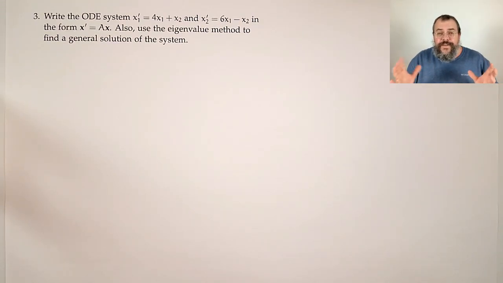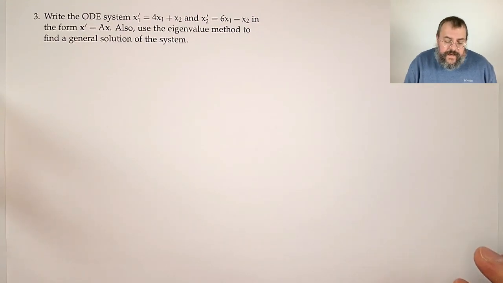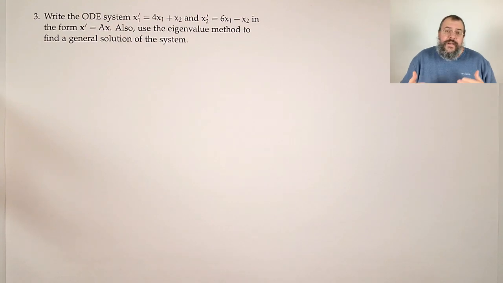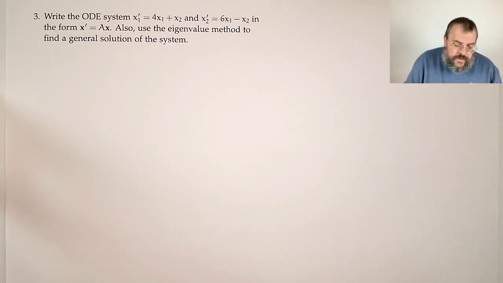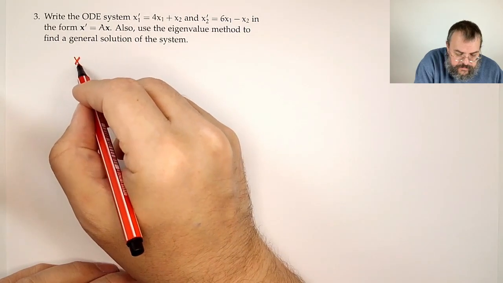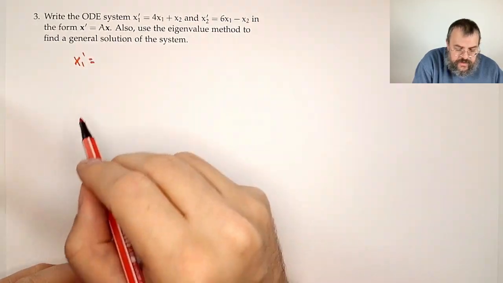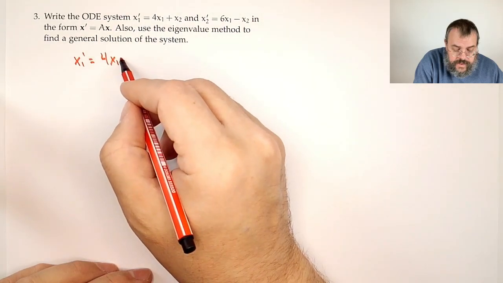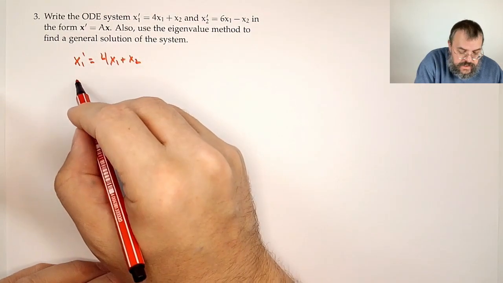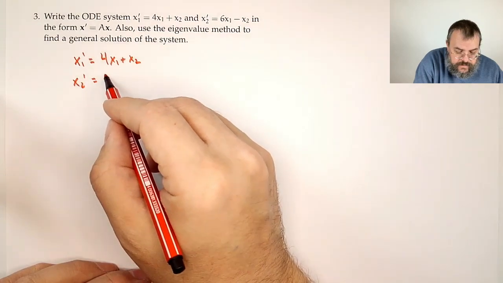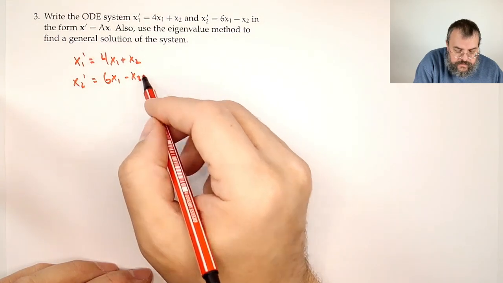So write the ODE system. So whenever we see ODE, it's just a shorthand for differential equation. So differential equation system, x1 prime equals 4x1 plus x2, x2 prime equals 6x1 minus x2, in the form x prime equals Ax. Also use the eigenvalue method to find a general solution of the system. So what are we doing here? Well, let's first just write them in a nice way right on top of each other. So x1 prime equals 4x1 plus x2, and x2 prime equals 6x1 minus x2.